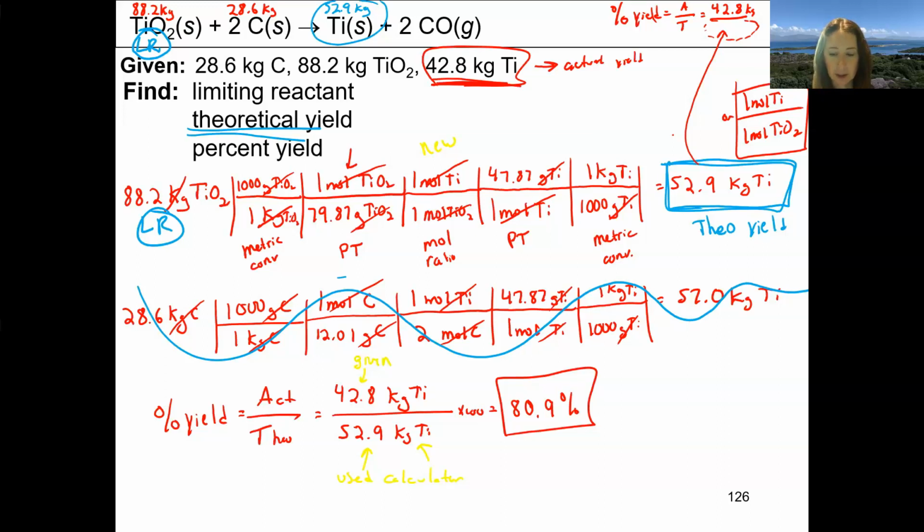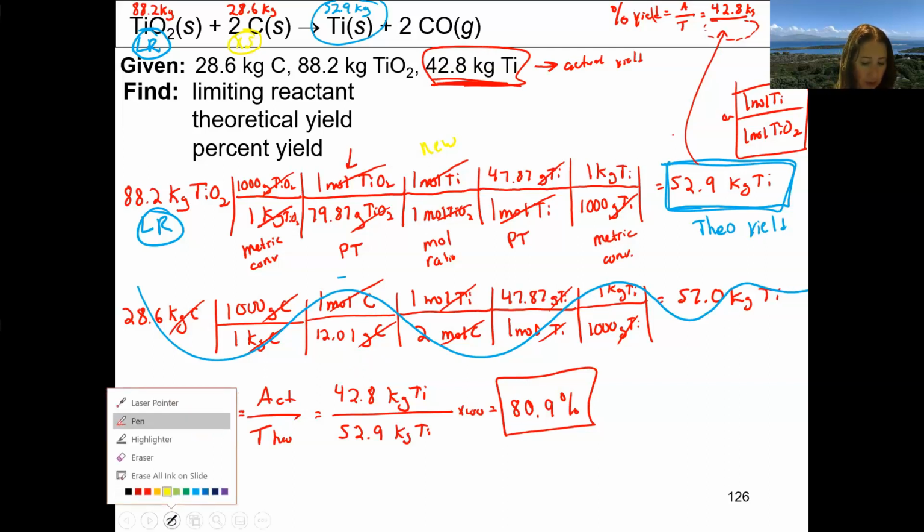This isn't necessarily part of our problem, but it's a really important skill. For example, if this is our limiting reactant, that means we used all of this up, right? But what if I want to know how much of this is left over? This is our excess reactant. What if I want to know how much of that reactant is left over?